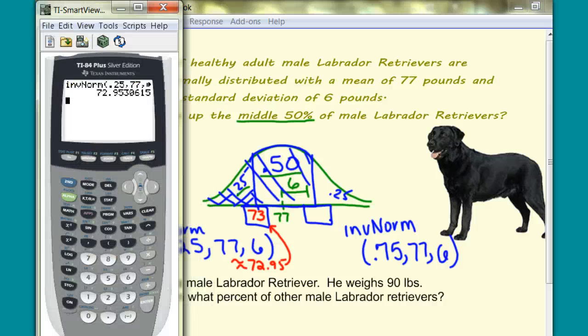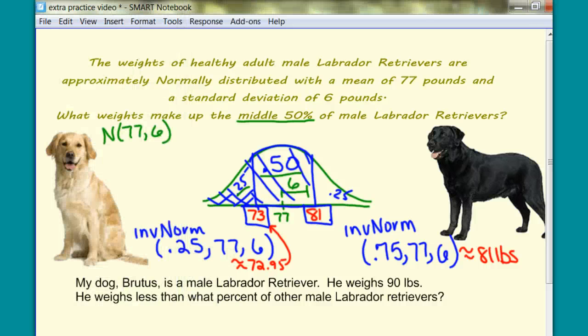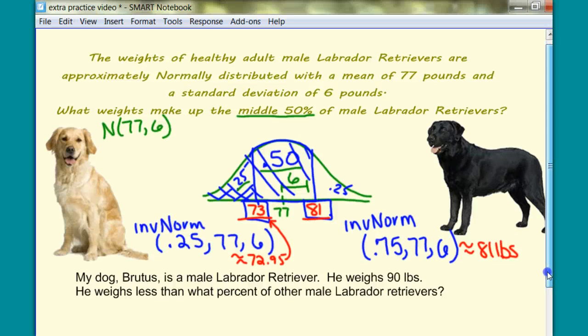And again, I grab my calculator, inverse norm that, go down to number 3, 0.75, 77, 6, there it is, 81.05 pounds. Let's do ourselves a favor and call that about 81 pounds. And we're good. So what weights make up the middle 50%? If your adult male lab is between 73 and 81 pounds, that's the middle 50% of male Labrador retrievers.